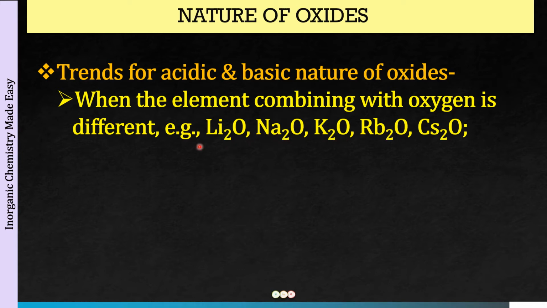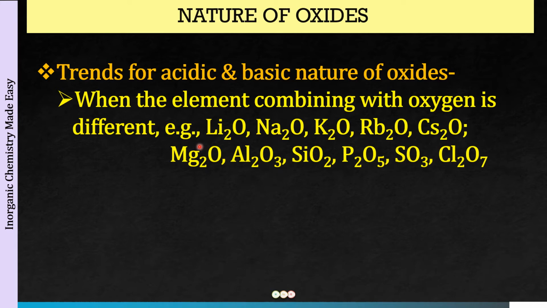You have to tell which is going to be the most basic, or which is going to be the most acidic, or just arrange them in ascending and descending order of their acidic or basic nature. For another example, we have magnesium oxide, aluminium, silicon, phosphorus, sulfur, and chlorine oxides, and you have to again tell which is more acidic or more basic, or arrange them in ascending or descending order. So these are cases when the element combining with oxygen is different.